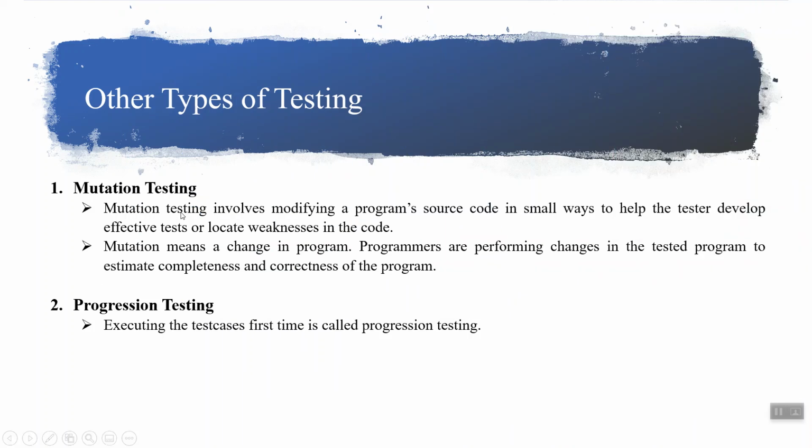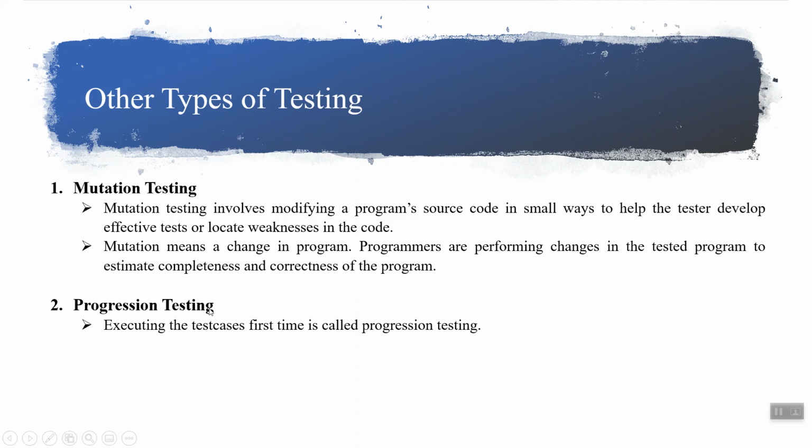Starting with the first, mutation testing. Mutation testing involves modifying the program source code in small ways to help the tester develop effective tests or to locate weaknesses in the code. Here, mutation means a change in a program. So programmers are performing changes in the tested program to estimate completeness and correctness of the program.